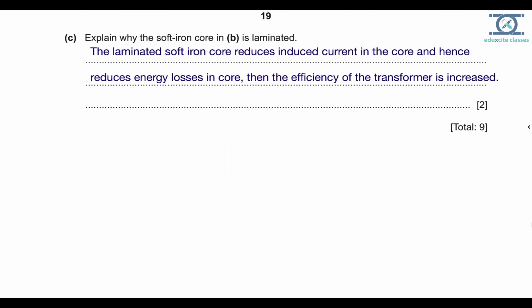Now the C part: explain why the soft iron core is laminated. The laminated soft iron core reduces induced current in the core and hence reduces energy losses in the core. Then the efficiency of the transformer is increased. That is the eddy current only. What we are discussing is reducing the eddy current, which reduces the energy loss. Thus the efficiency of the transformer can be increased.